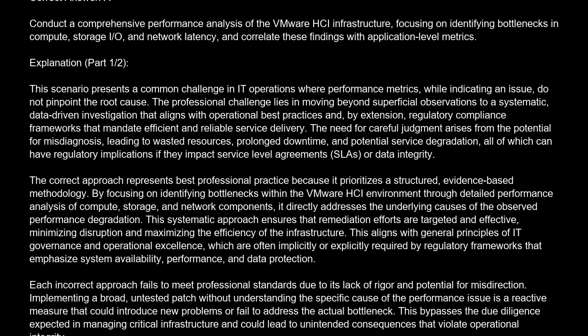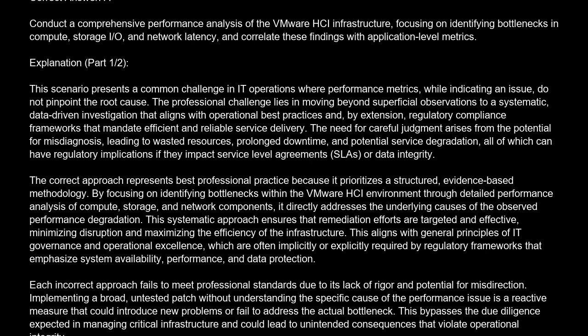Explanation. This scenario presents a common challenge in IT operations where performance metrics, while indicating an issue, do not pinpoint the root cause. The professional challenge lies in moving beyond superficial observations to a systematic, data-driven investigation that aligns with operational best practices, and by extension, regulatory compliance frameworks that mandate efficient and reliable service delivery.